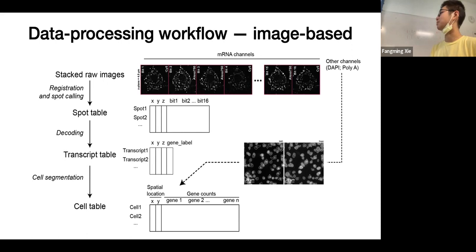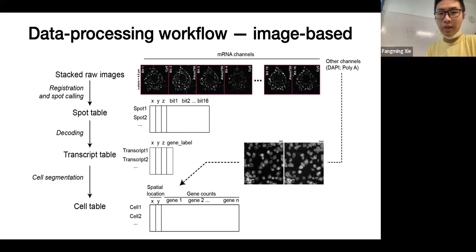So in the end, from images to the cell table, you get this: each row is one cell, its location, and how many copies of each measured gene it expresses. Okay? So that's one thing.